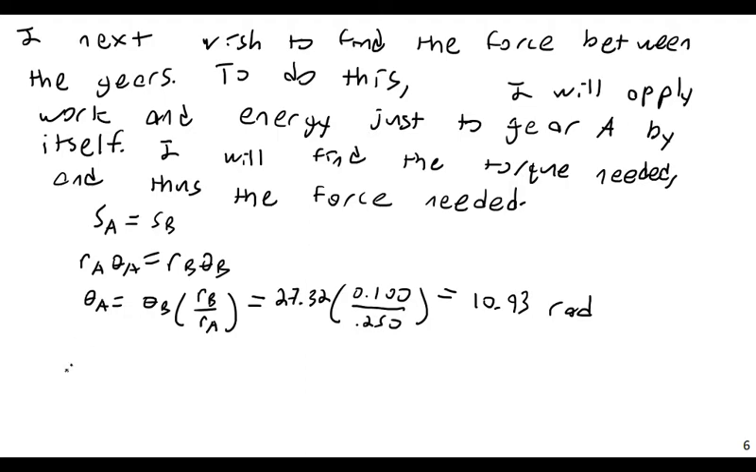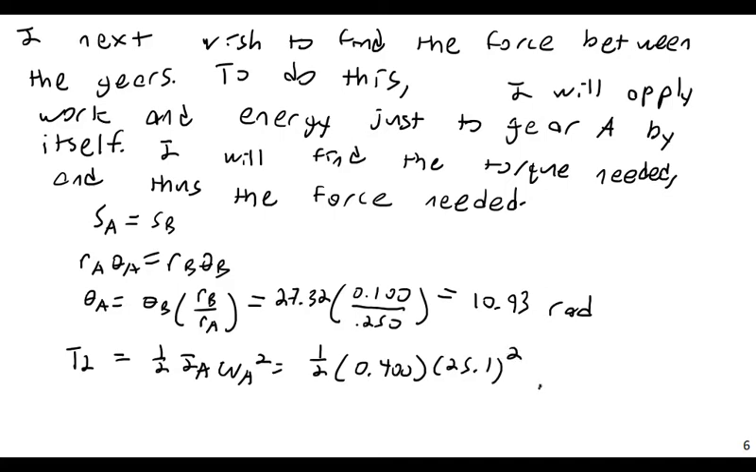Then I'll need to find the kinetic energy at point 2 of just A. Kinetic energy at point 2 is 1/2 IA omega A squared, and this is 1/2 times 0.400 times 0.400 times 25.1 quantity squared. And this is equal to 126.0 joules. So fairly straightforward.